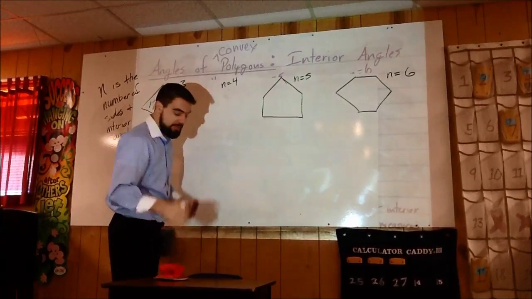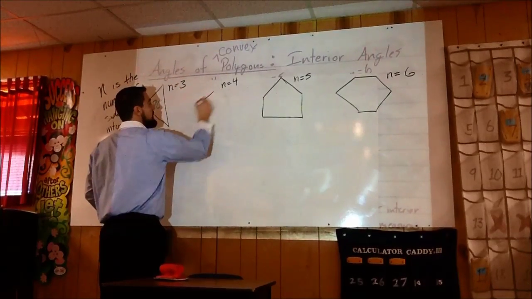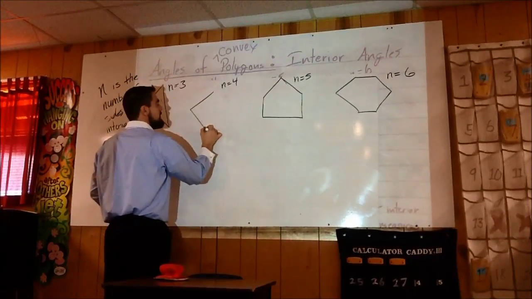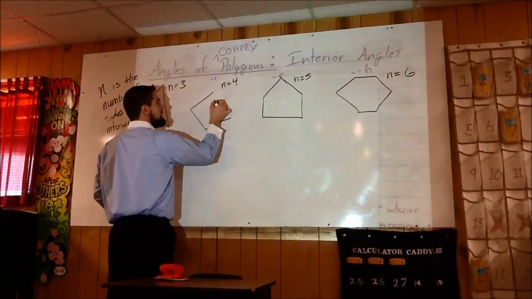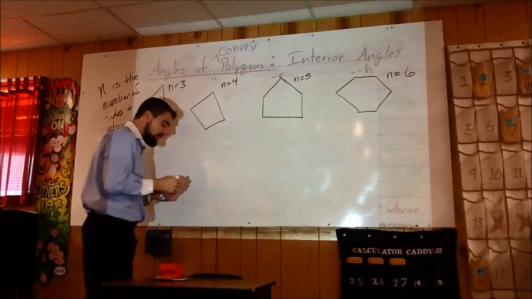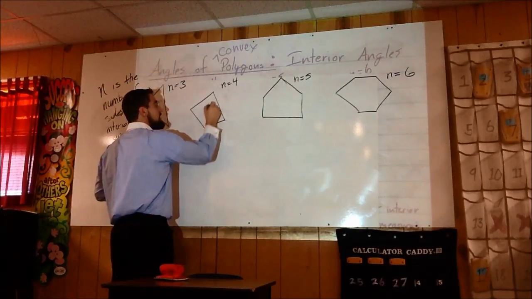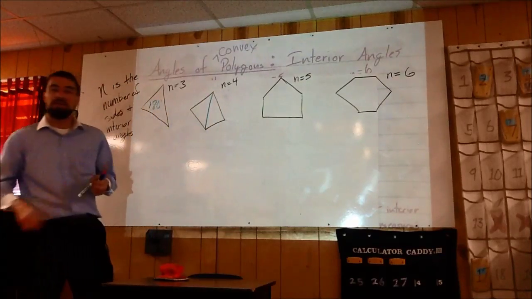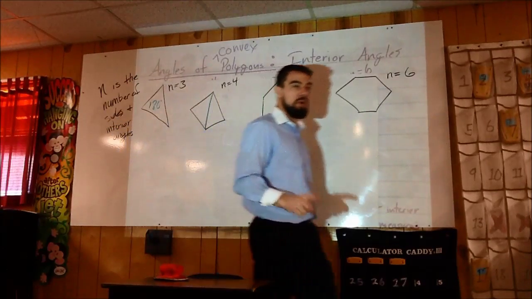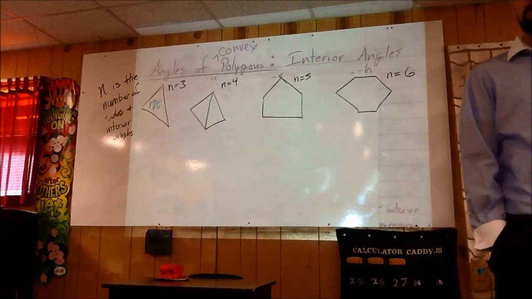So we're going to break up these shapes into non-overlapping triangles. For this quadrilateral, whatever yours looks like, I want you to draw in one diagonal. It doesn't matter which one, but one diagonal. By doing so, you have split this one quadrilateral into 2 non-overlapping triangles.